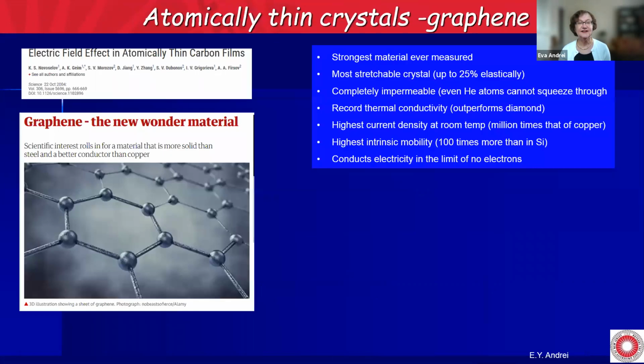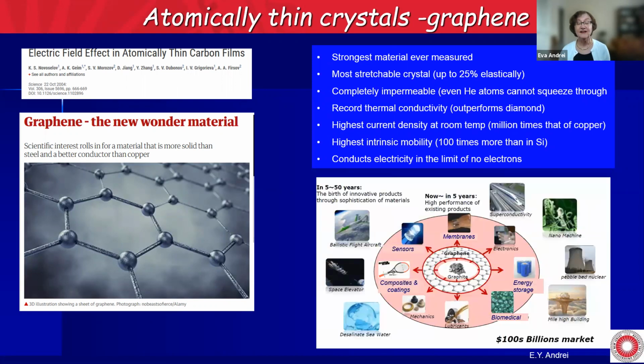Let's get started here. Since its first isolation in 2004, graphene has created a lot of excitement, and it has amassed this long list of superlatives: strongest material ever, completely impermeable, highest current density, highest electrical conductivity, and so on. In fact, there are a whole bunch of applications already available that use graphene as their basis. For example, composite coatings. You might have a bicycle that has graphene in it, or a racket.